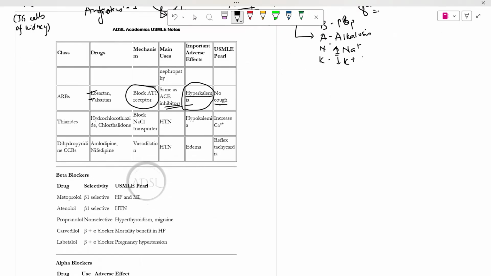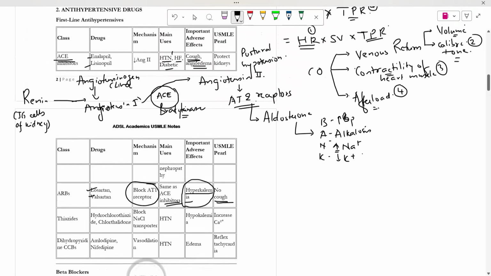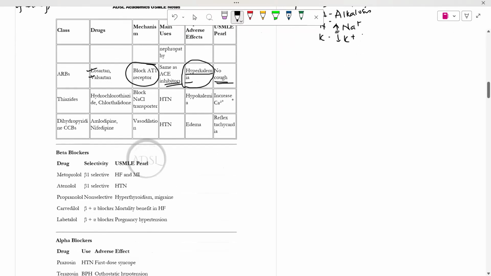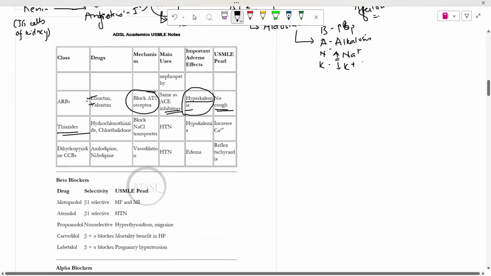It can cause hyperkalemia, but it will not cause cough. Right? ACE inhibitors also protect the kidney, especially in diabetes. Now, another thing is thiazide diuretics. So, how will diuretics work?